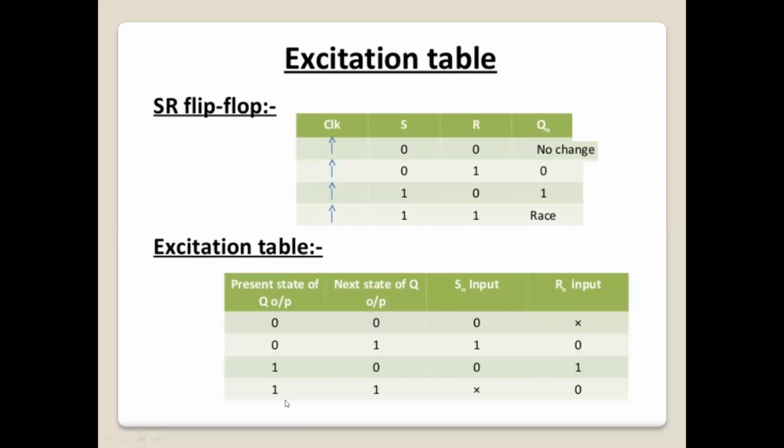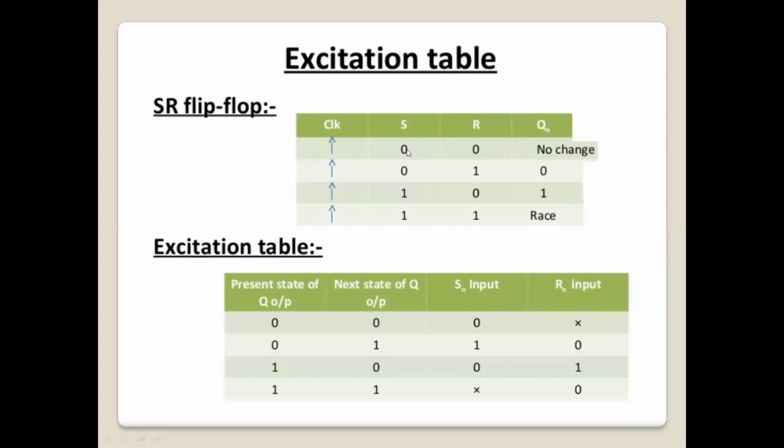Finally, for 1 1 outputs, present state 1 and next state 1, what all inputs can come? First condition we can take 0 0. For 0 0, if present state is 1, next state also will be 1, that is no change in the output. So the first condition can be taken, and this third condition also can be taken. For this also the output is 1. So we can take the first condition and the third condition.